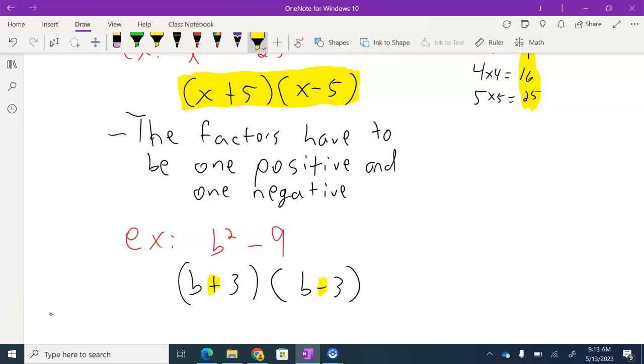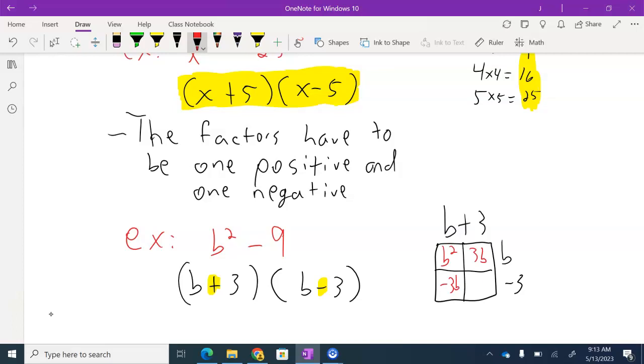The reason why, if you wanted to know, is if you actually set up an area model with this and you multiply this out, then the b's become b squared, the 3 becomes 3b, this becomes negative 3b, and then this becomes negative 9. The middle terms right here always cancel out because one factor is positive, one factor is negative, and it's the same number. That's why they always cancel out, and then in this case, you would only be left with b squared minus 9.